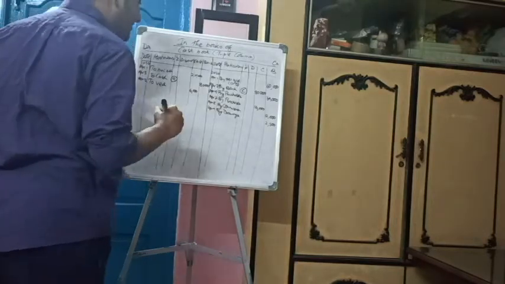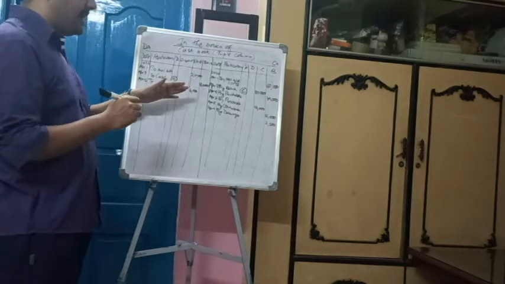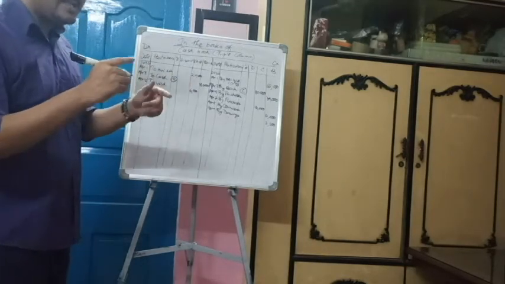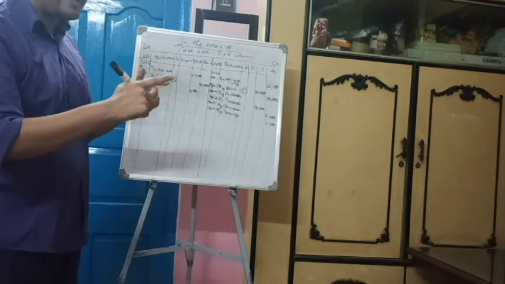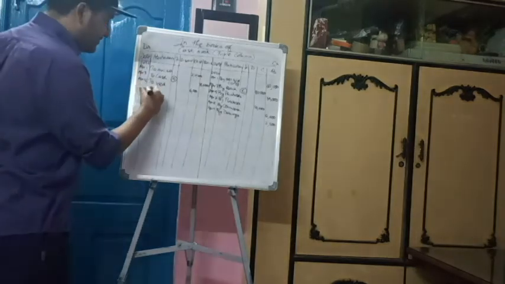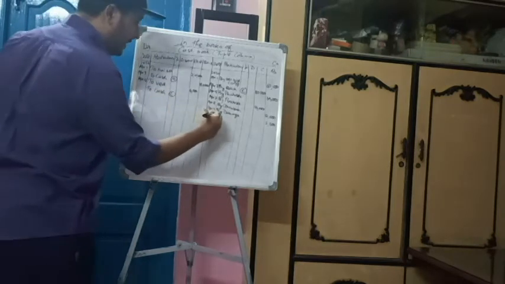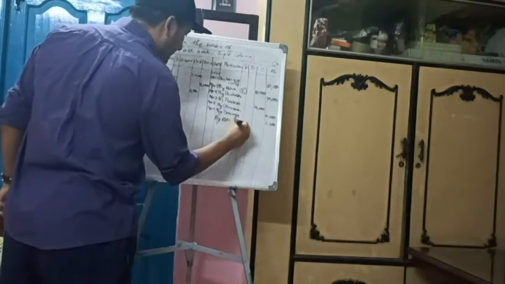That means again a contra entry would come. Half of the amount, 6,000 into half is 3,000, is being deposited into bank. That means cash deposited into bank. That means bank account debit to cash. So here it will be to cash, by bank, contra. And what is the value? 3,000, April 12.